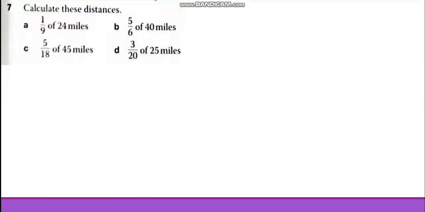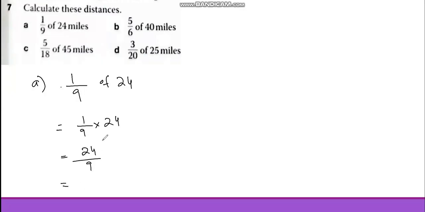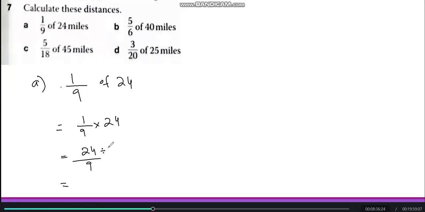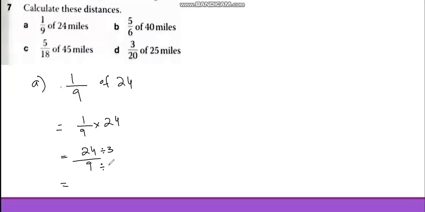Now let's proceed to the next question. In question number 7, again, we have to multiply fractions with whole numbers. So in A part, it's 1/9 of 24 miles, so 1/9 times 24. Let's find the highest common factor of 9 and 24, that is 3. First we multiply 24 with 1 and get 24/9. Now we divide the numerator and denominator by the highest common factor, 3, the highest possible number that can divide both numbers. That gives 8 over 3.